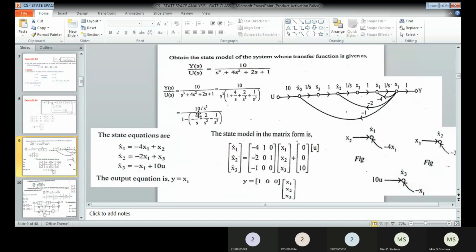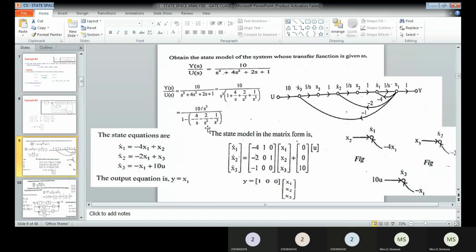In the first loop we are having 4 divided by s. Only a single 1 by s will be connected. Therefore, from the last x1, we are going to draw the feedback, so minus 4. And similarly, next 2 divided by s square.